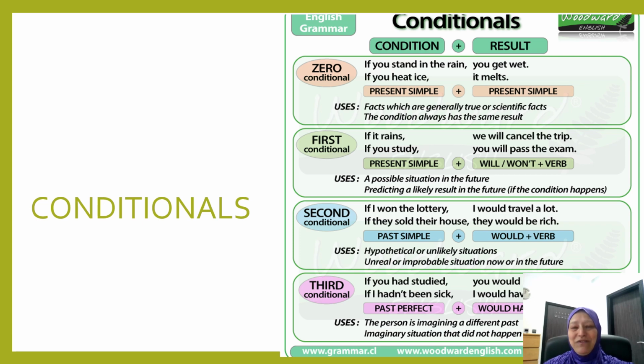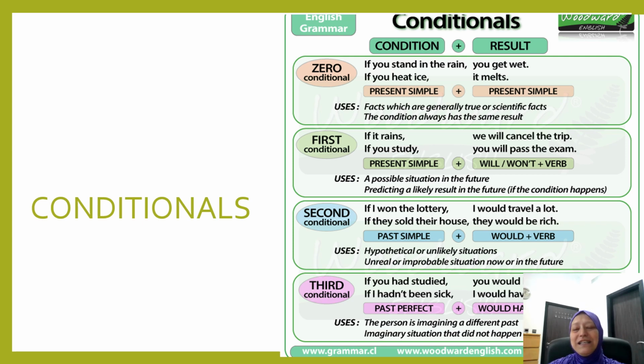First conditional, however, has to do with something which is possible and is a changing situation. Obviously, it depends on something that we do, because all the conditionals have to do with something that happens prior to the main clause. So we have an if clause and a main clause, as we have covered before. So first conditional is: if it rains, for example, we will cancel the trip. If you study, you will pass the exam. So we have present simple and we have will or won't plus base form.